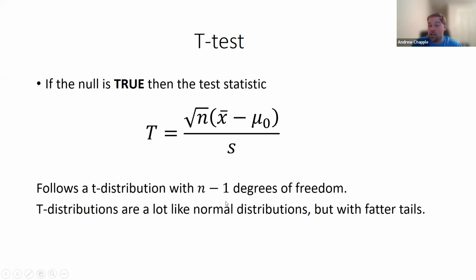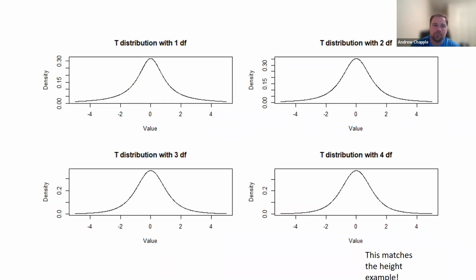T distributions look a lot like normal distributions, right? They're these symmetric, bell-shaped curves. They just have higher tails. So this is looking at T distributions with different degrees of freedom. You can see with 1 degree of freedom, the tails go down really quickly to 4. And it's maybe hard to see, but there is a fatter tail as your degrees of freedom go up.